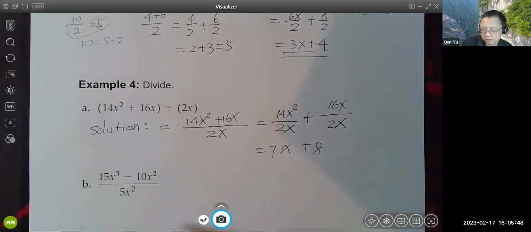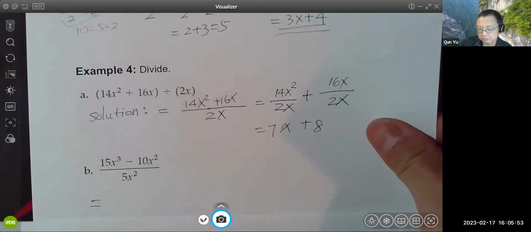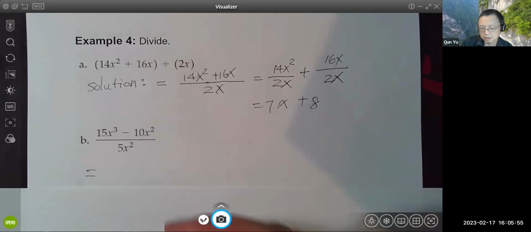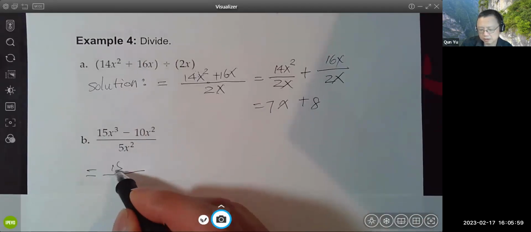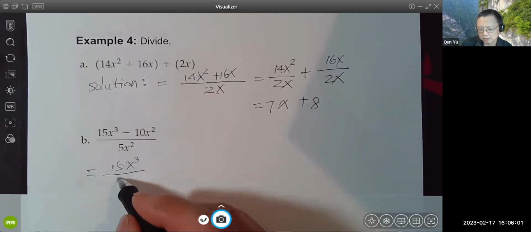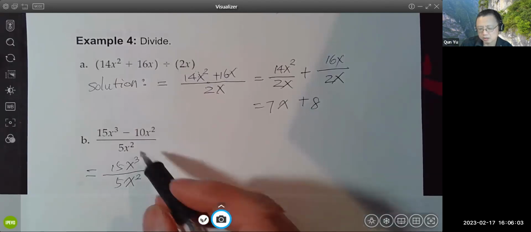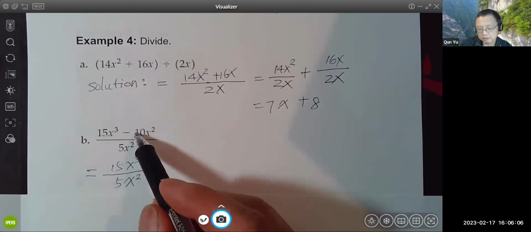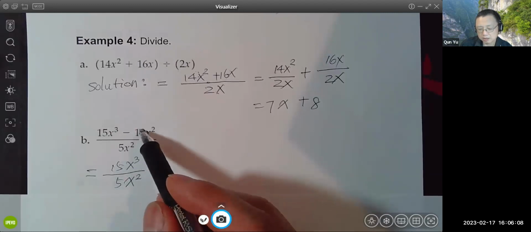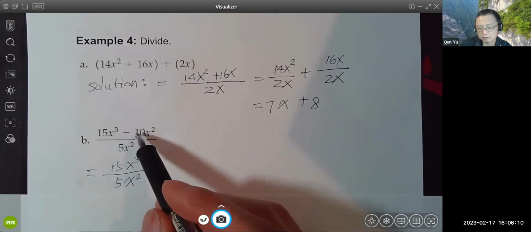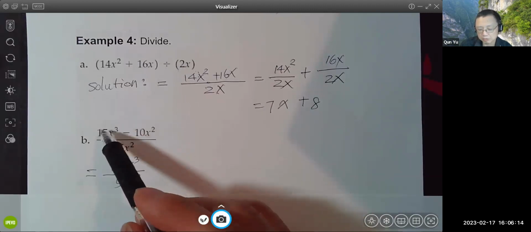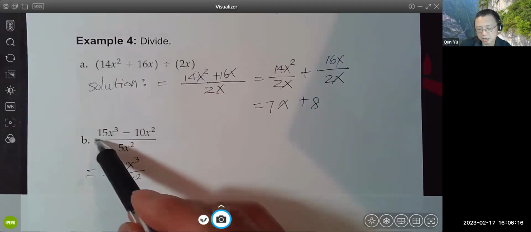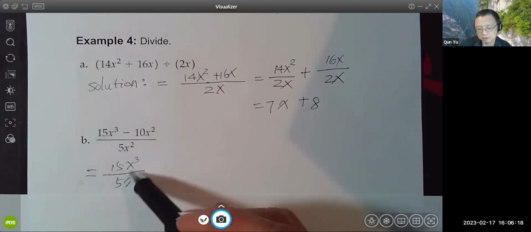Now this one is very similar, so let's just go ahead and do the calculation. Positive divided by positive is positive. So 15x cubed divided by 5x squared. Now, second one is negative divided by positive. When you look at this term by term, you have to include the sign in front of each term. After we perform the first division, this is gone. Okay, this becomes part of the result.